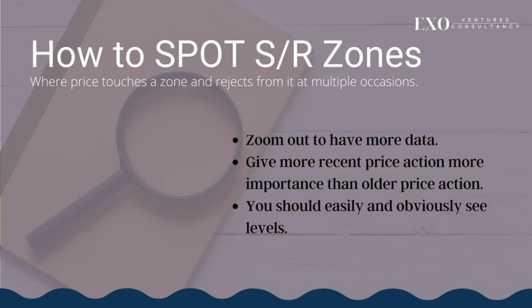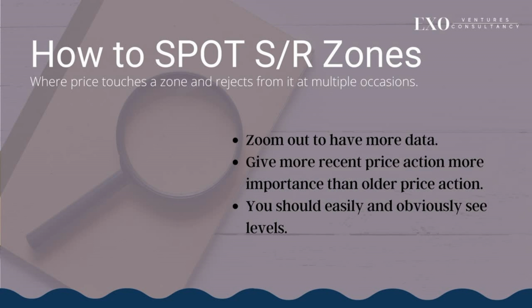How do you spot support and resistance zones? Now, as you just saw from the previous slide, it's an area where price touches the zone and then rejects from that zone on multiple occasions. So you can see that price was rejecting at spot A, spot C, and spot E, right? And then at the bottom, at the support area at B, D, etc., there were multiple occasions where price rejected from the zone.